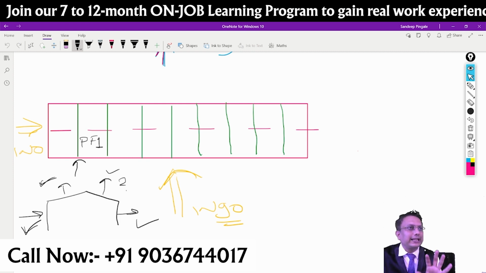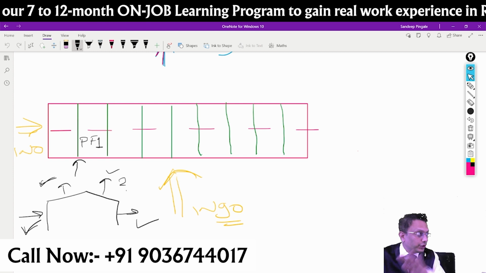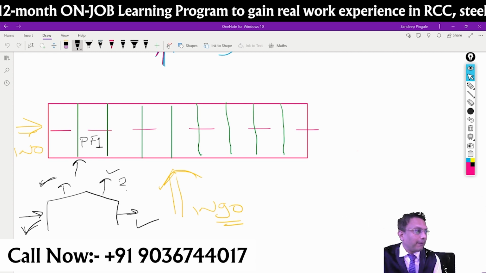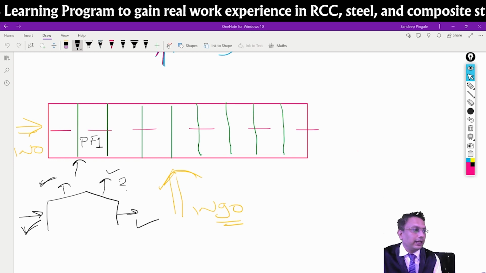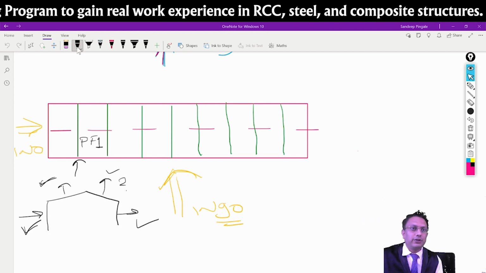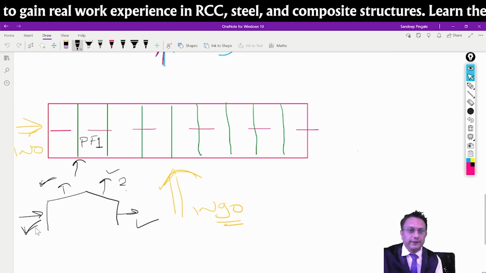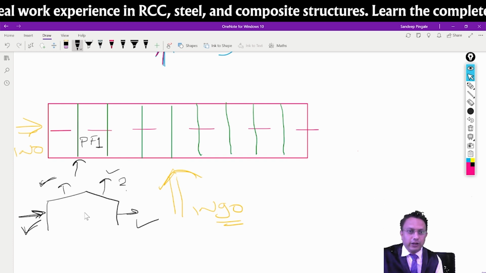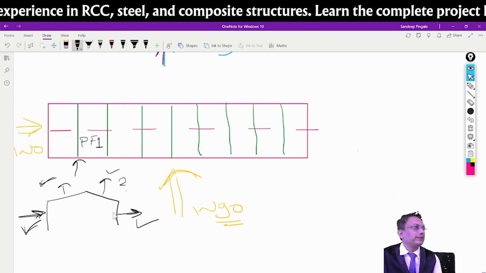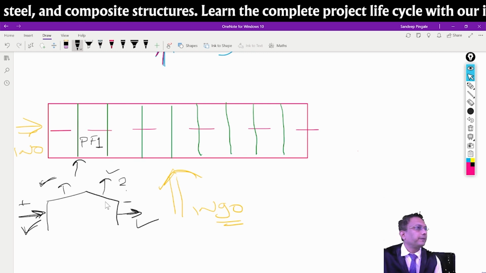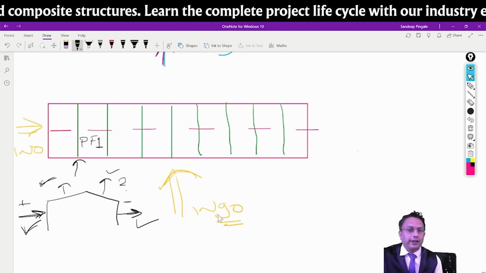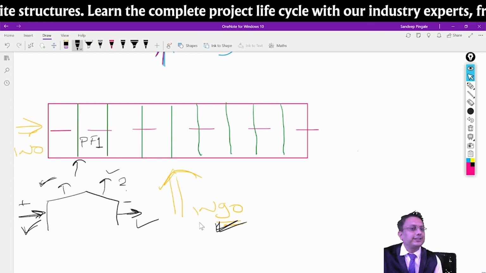The force is either acting towards the structure, if it is positive force, or away from the structure, if it is negative force. Is it okay, everybody? Either it is acting on this or away from this. This has to be positive, this has to be negative. Is it clear? Now, at least let's say 90 degrees is clear.